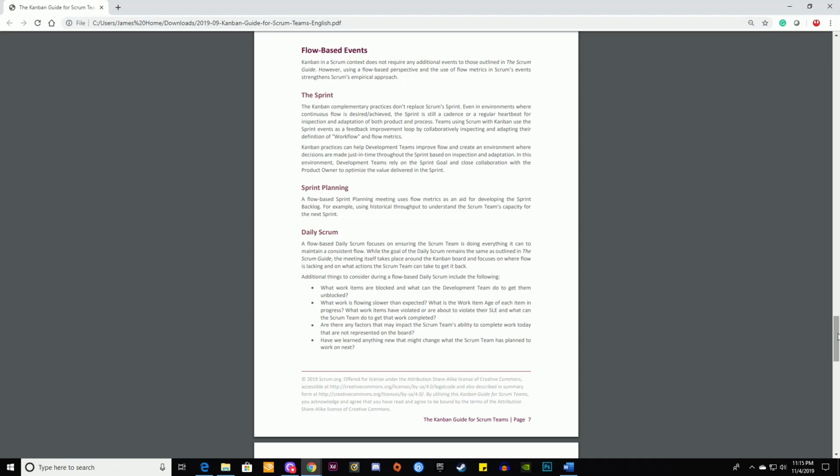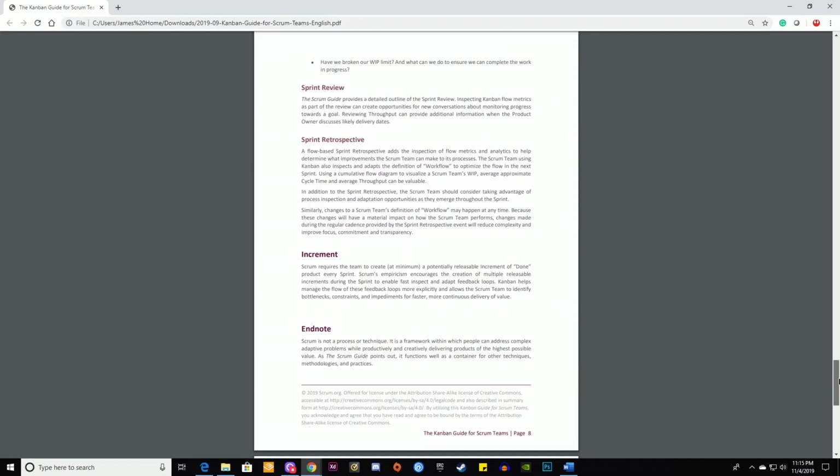Are there any factors that may impact the Scrum team's ability to complete work today that are not represented on the board? Have we learned anything new that might change what the Scrum team has planned to work on next? Have we broken our WIP limit? And what can we do to ensure that we complete the work in progress?